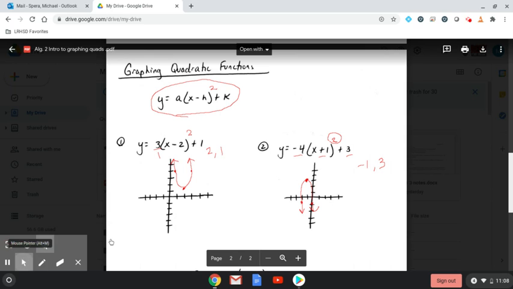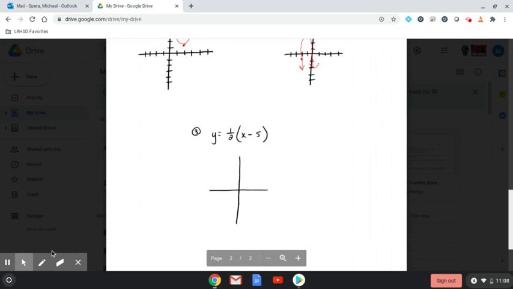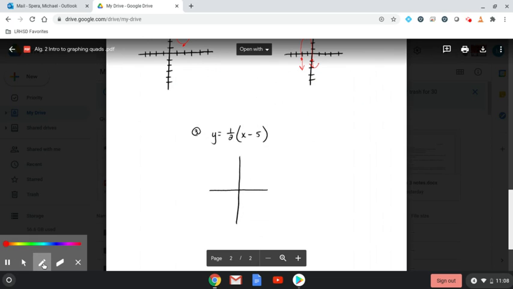And the last problem here. If you want to pause it and try it on your own, go ahead. If you just want to continue taking notes, same thing. So notice here, something's missing, right? Where's that plus k? Well, in this case, k just must be 0, and there's no sense of me writing plus 0, so that's why you didn't see it there. You just saw y equals 1/2 times x minus 5, and it should have been squared.